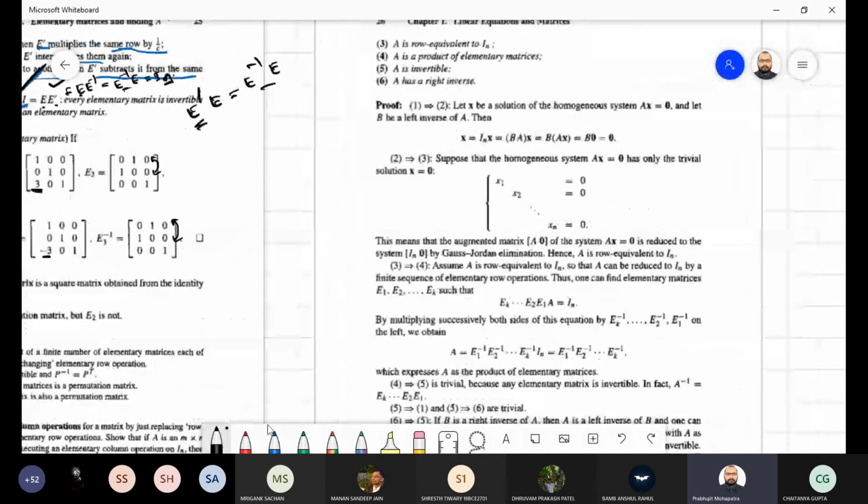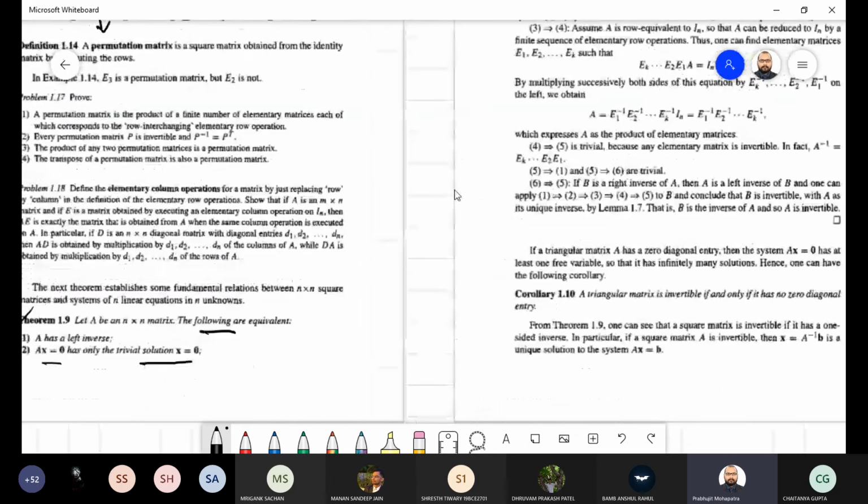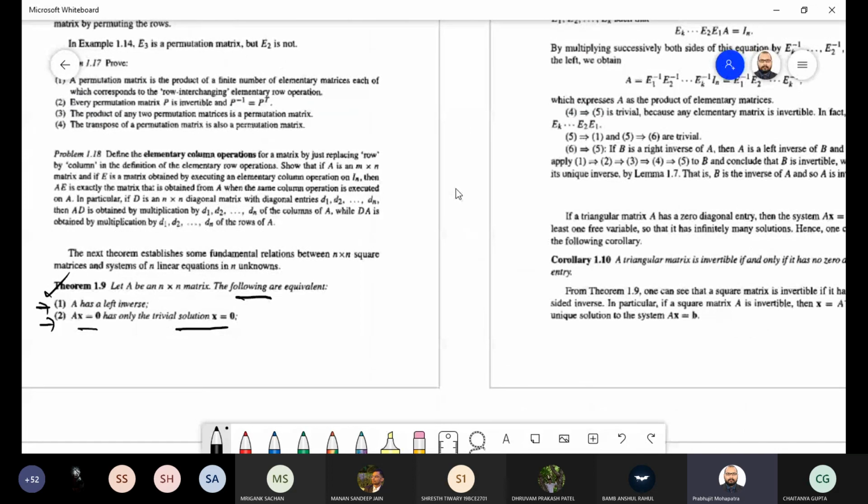Okay. Let us see. As A has a left inverse, let that matrix be B. So what do we need to prove? We need to prove that the equation has only the trivial solution, that is, x equal to 0. So if A has a left inverse, then we have to prove x equal to 0.